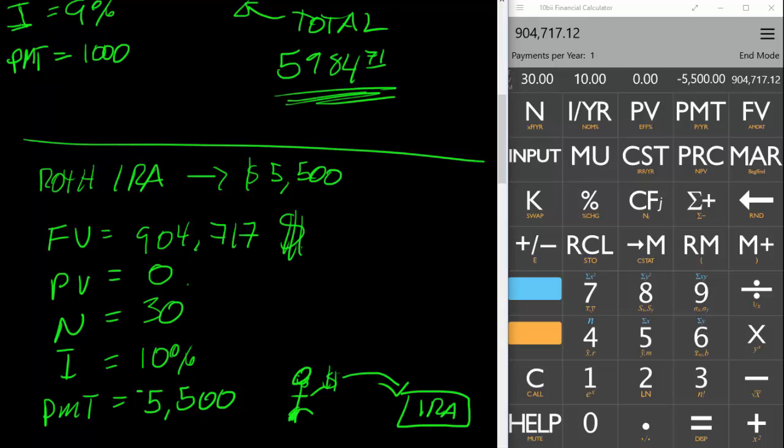$904,717. Double dollar signs. That's a lot of money. So there's another really quick question you could ask. Well, how much money did you actually put in? And this is just extra. So 5,500 times 30 years means that you only put in 165,000 and you ended up with 904,717.